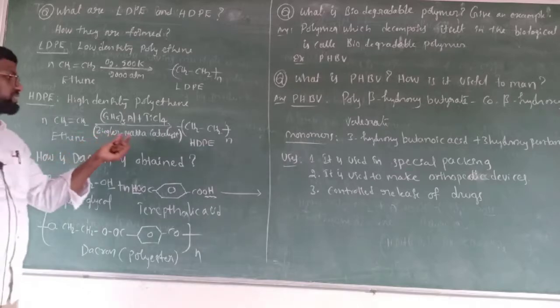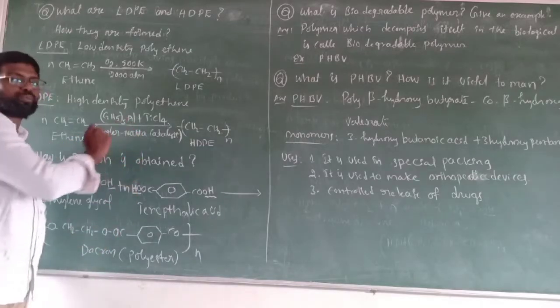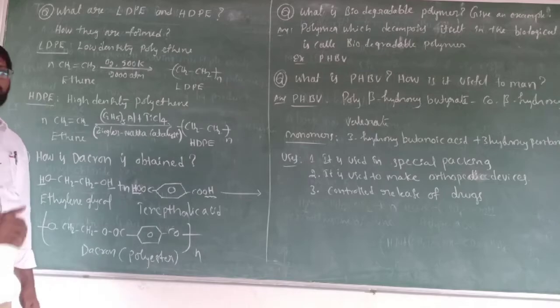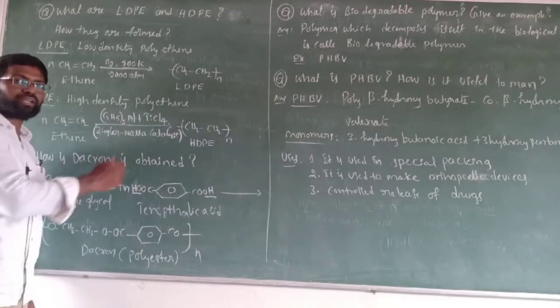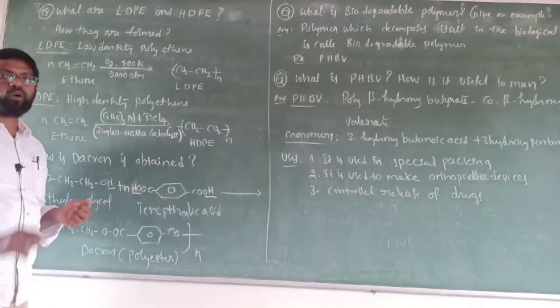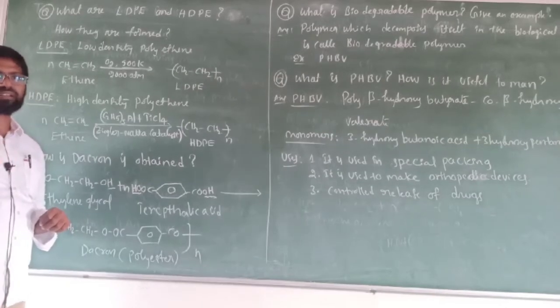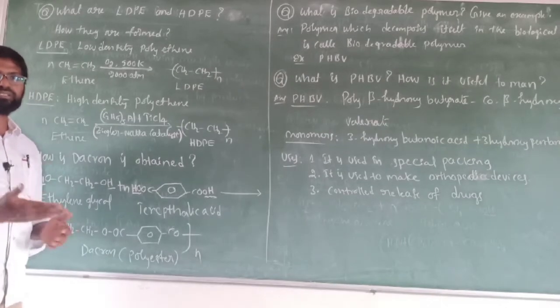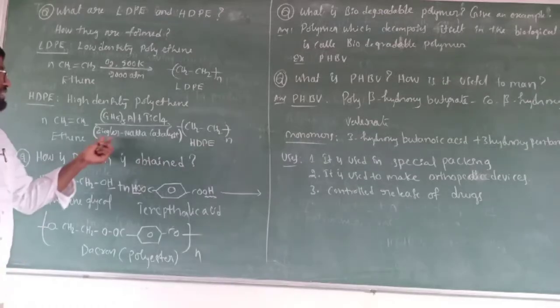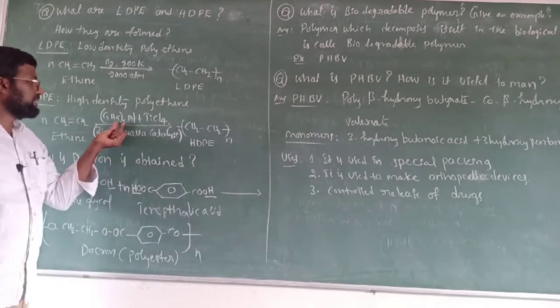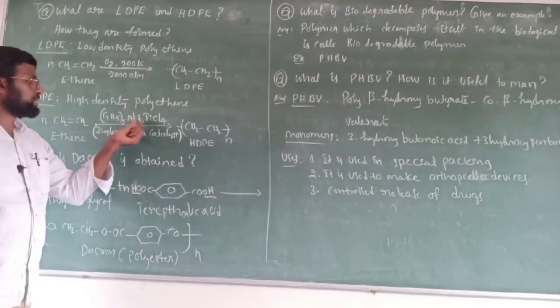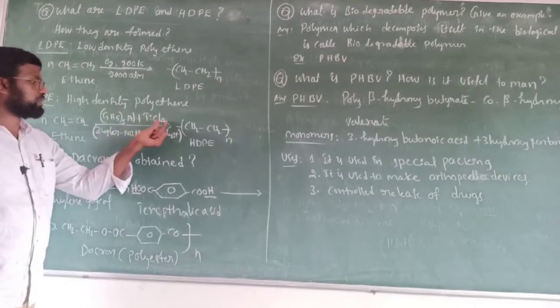Here, what is Ziegler-Natta catalyst? This is one of the very important 2 marks questions. I am not going to explain this part separately. Here the question will be like this: What is Ziegler-Natta catalyst? Where is it used? Ziegler-Natta catalyst is triethyl aluminum plus titanium tetrachloride.